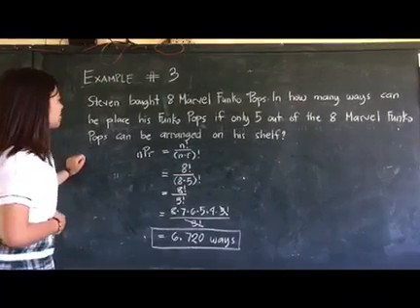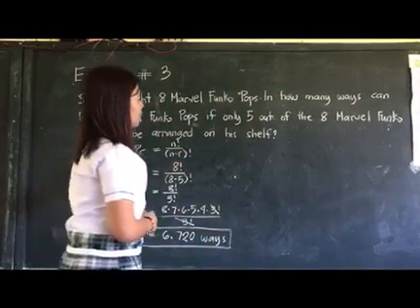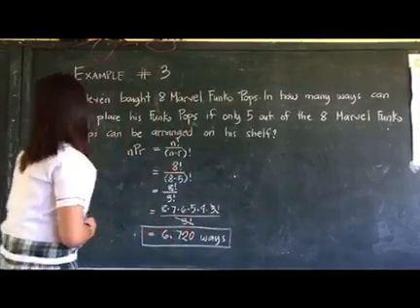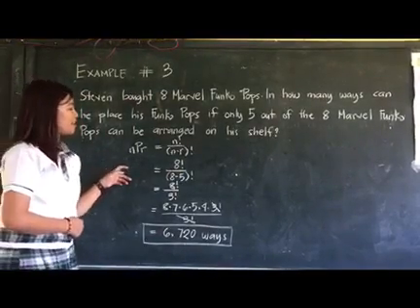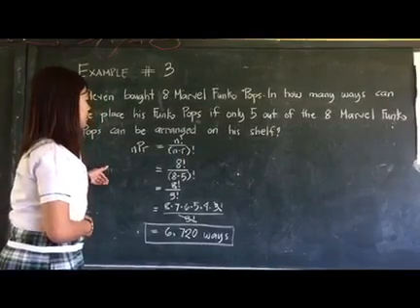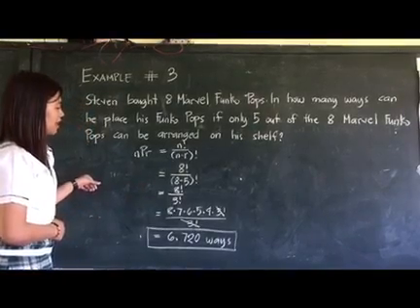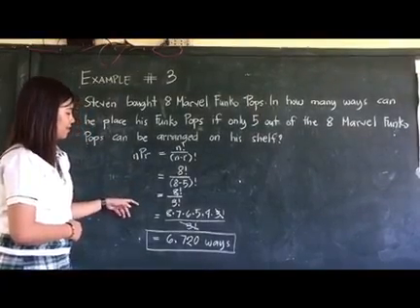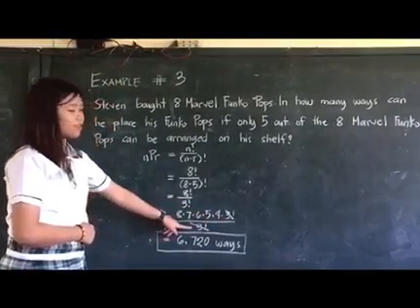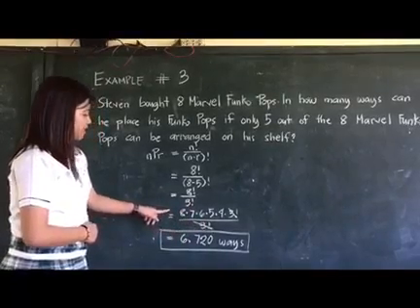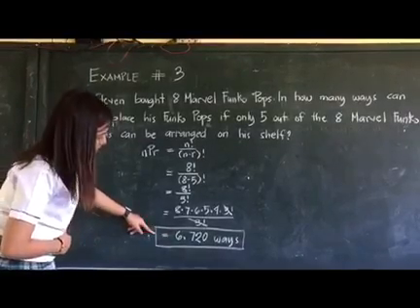Example 3. Steven bought 8 marble Funko Pops. In how many ways can he place his Funko Pops if only 5 out of the 8 marble Funko Pops can be arranged on his shelf? So here's our solution. nPr is equal to n factorial over n minus r factorial, which is equal to 8 factorial over 8 minus 5 factorial. 8 minus 5 is equal to 3 factorial, so it is equal to 8 times 7 times 6 times 5 times 4 times 3 factorial over 3 factorial. So we are going to eliminate 3 factorial. So 8 times 7 times 6 times 5 times 4 is equal to 6,720 ways.